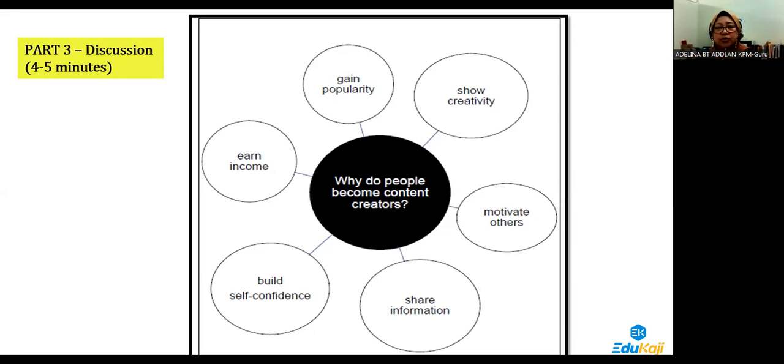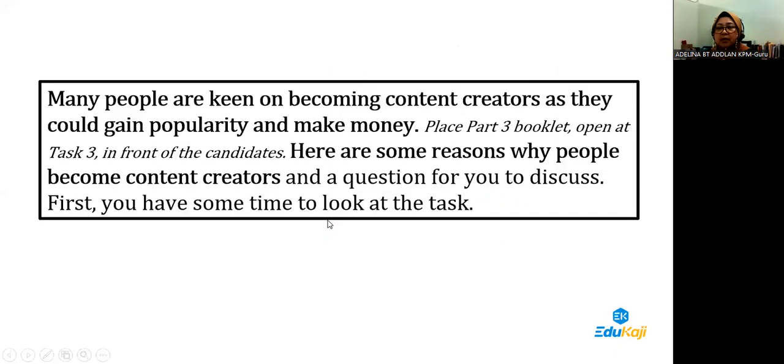Okay, now usually after the 4 or 5 minutes is done, once you have finished with the discussion, another question will be given to the pair. This is what we call the KBAT question. All right. Now, for example, for this particular content creator topic: many people are keen on becoming content creators as they would gain popularity and make money. Here are some reasons why people become content creators and a question for you to discuss.